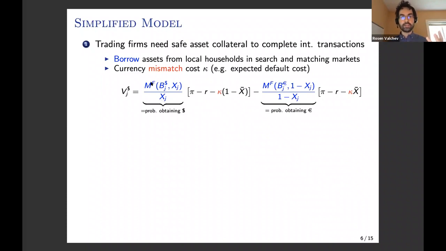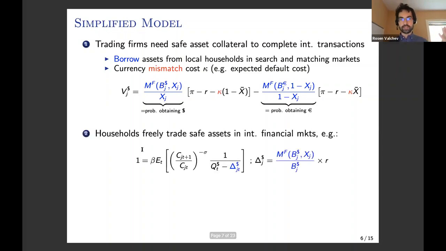And the probability of obtaining trade financing is your standard search and matching probability. It looks like a market tightness kind of thing. There's a matching function. Doesn't really matter which we choose, but for analytical results, we choose a particular one. And I divide by how many people are looking for that kind of financing. If too many people are looking for that financing relative to how much is available, the probability of obtaining it is lower. So it's going to make it less desirable for me to obtain dollars, for example.